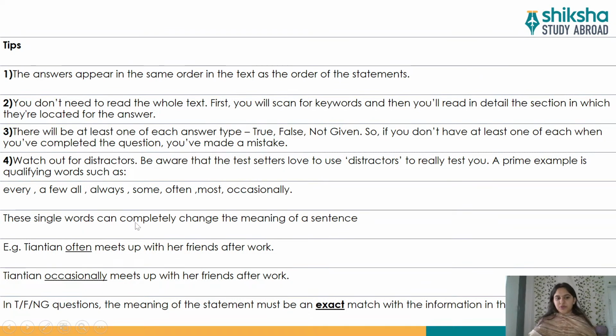Now these single words can completely change the meaning of the sentence. So you have to be very much aware of these kinds of words. For example, "Tian often meets up with her friends after work," and if I replace "often" with "occasionally," then the whole meaning changes. In the same way, in true, false, not given questions, the meaning of the statement must be an exact match with the information in the text to be true.